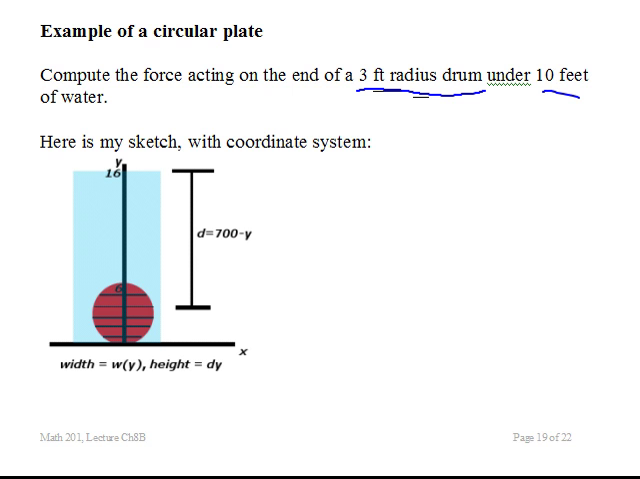This is my sketch. Again, here's my y-axis. It's lying under 10 feet of water at a 3-foot radius. So 0 is the bottom of the drum. 6 is the top of the drum. This is under 10 feet of water, so 16 is the top of the water. The depth of the water is not 700. It's going to be 16 minus y. So at the bottom is under 16 feet of water. The top of the drum right here is under 10 feet of water.